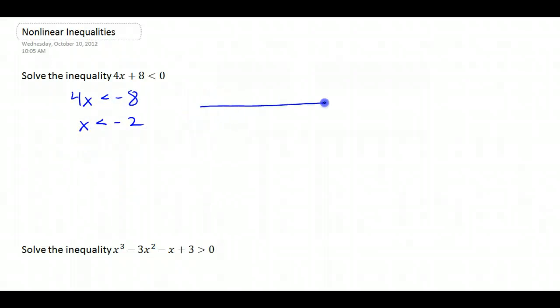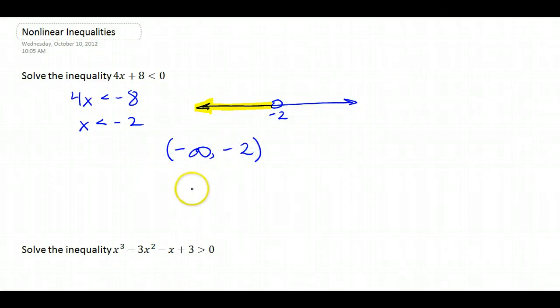So if I wanted to show that solution on a number line, well, I would have an open circle at negative 2, and x would be everything less than negative 2. And in interval notation, we would say that x can go from negative infinity all the way up to but not including negative 2. So that's how you solve a linear inequality.